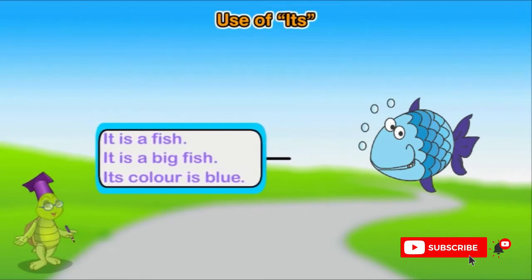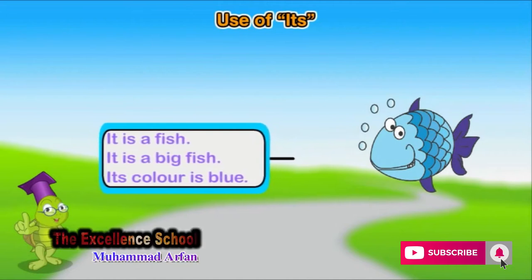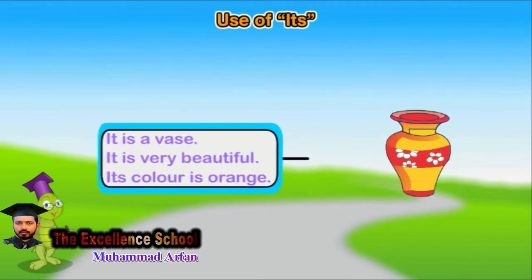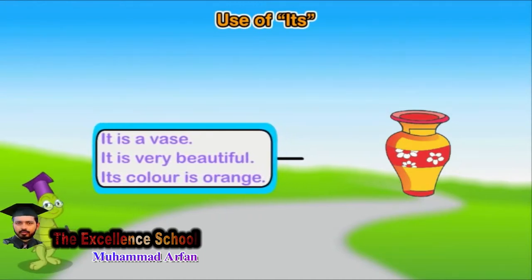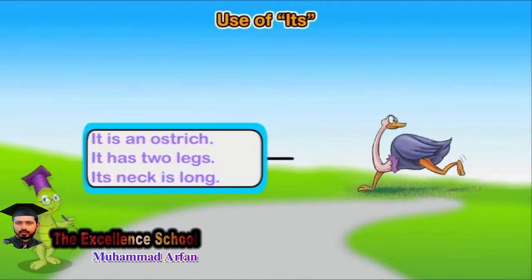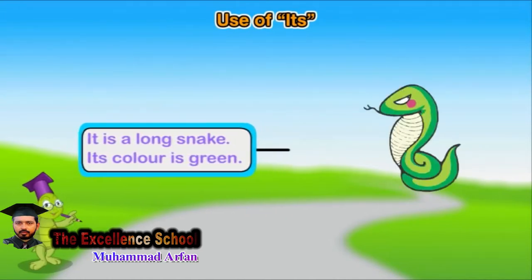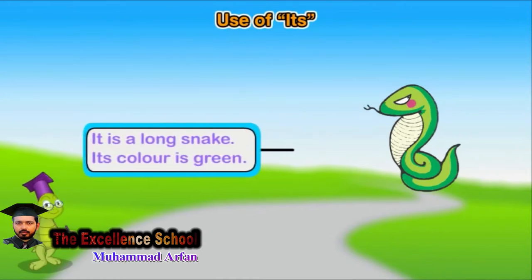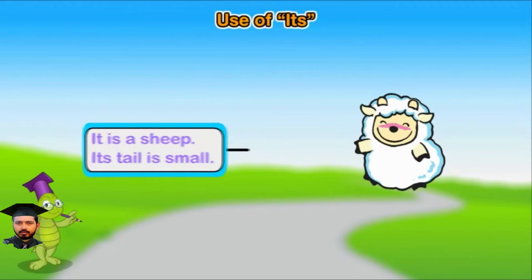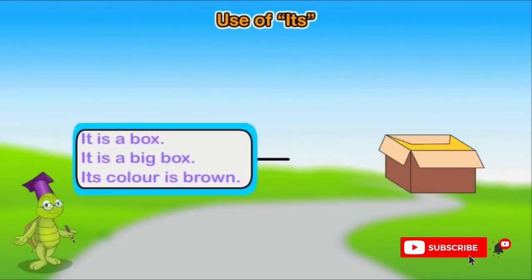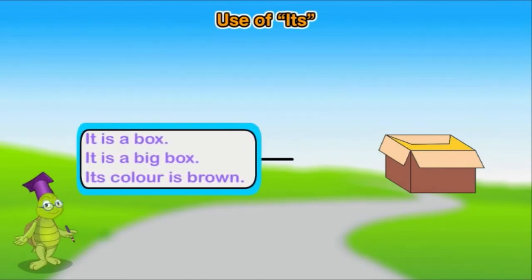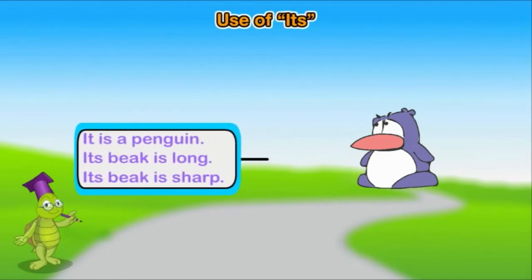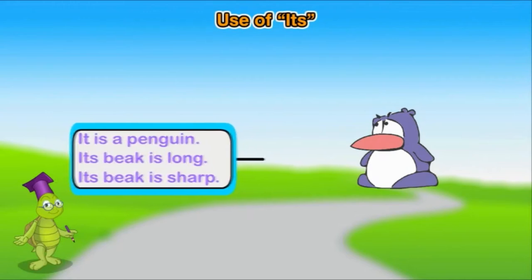It is a fish. It is a big fish. Its color is blue. It is a vase. It is very beautiful. Its color is orange. It is an ostrich. It has two legs. Its neck is long. It is a long snake. Its color is green. It is a sheep. Its tail is small. It is a box. It is a big box. Its color is brown. It is a penguin. Its beak is long. Its beak is sharp.